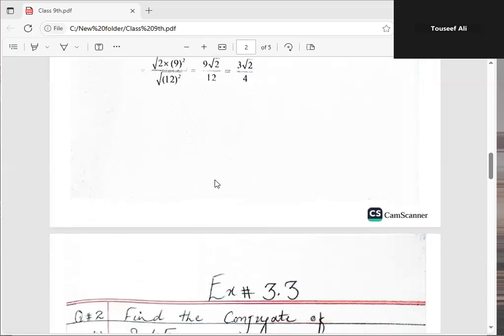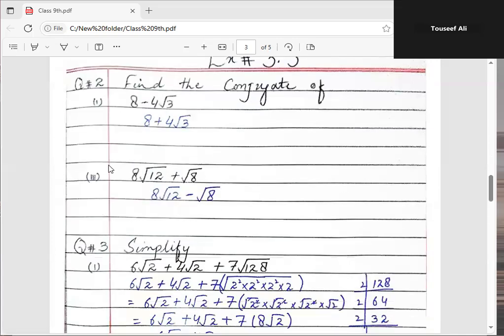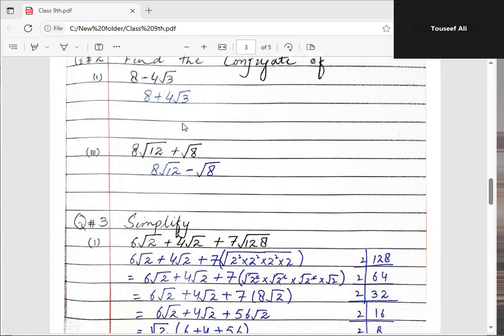I will solve the difficult questions. In question number 2, find the conjugate of 8 minus 4 root 3. Conjugate means we have to just change the sign between the surds. Here there is minus, so in the conjugate we change the minus into plus. Hence the conjugate of 8 minus 4 root 3 is 8 plus 4 root 3.